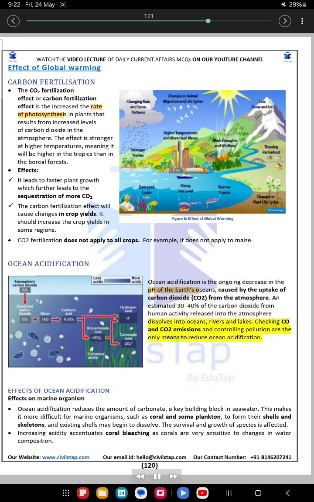Checking CO and CO2 emissions and controlling pollution are the only means to reduce ocean acidification. Effects of ocean acidification. Effects on marine organisms. Ocean acidification reduces the amount of carbonate, a key building block in seawater.